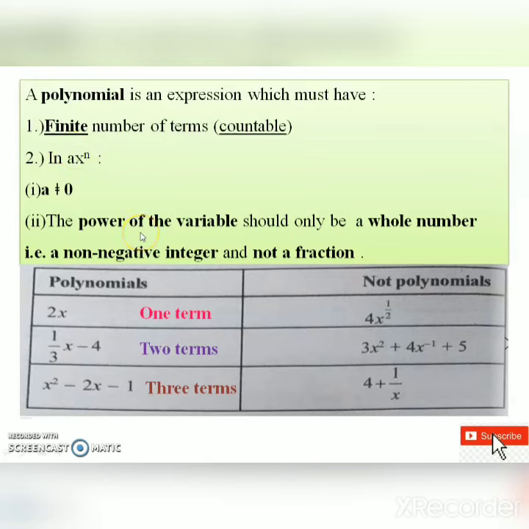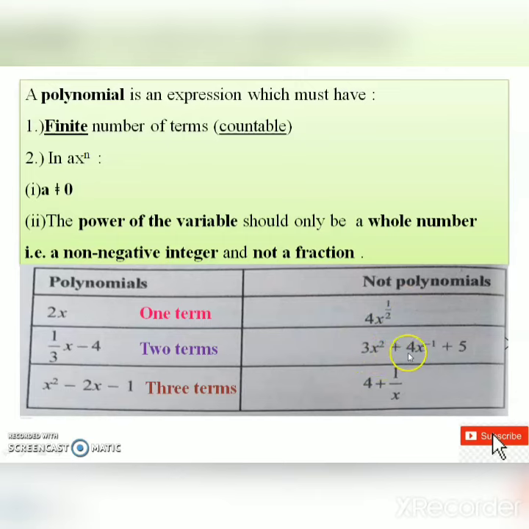And one important point in the polynomial is that the power of the variable should only be a whole number. That is, the power should be only positive numbers and they should not be fractions. For example, why are these not polynomials? Because of 4x power 1 by 2. Power 1 by 2 is a fraction, so it is not a polynomial.